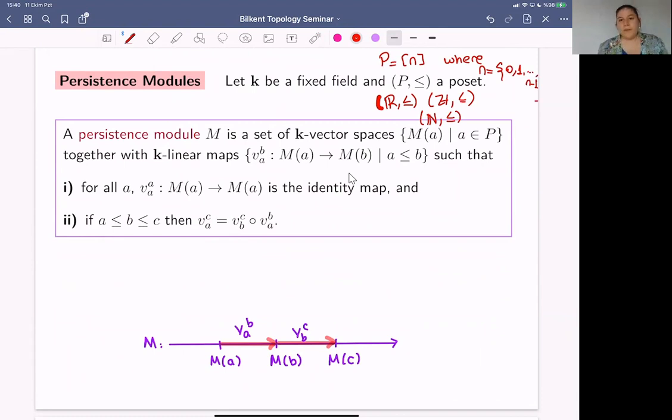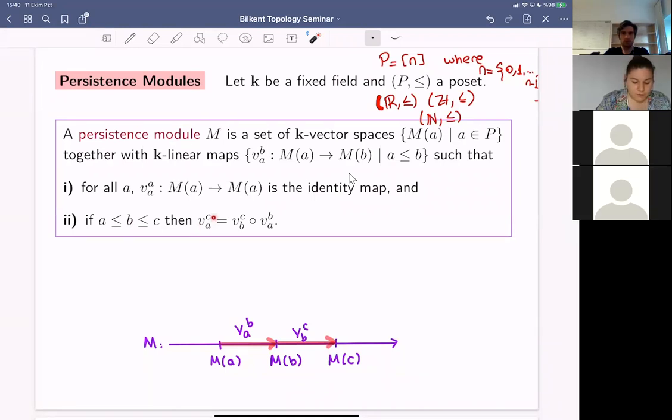Just think about a poset. Then a persistence module is a collection of vector spaces and linear maps between them. But there are two conditions to say that the collection is a persistence module. The first one is that the linear map from a vector space to itself is the identity map. And if A is less than or equal to B and B is less than or equal to C, then the map from A to C is nothing but the composition of these two maps.